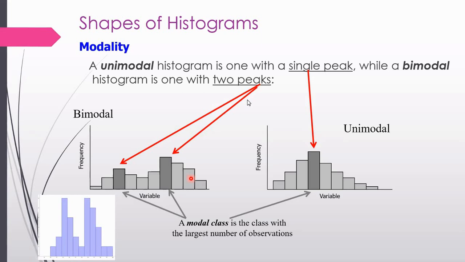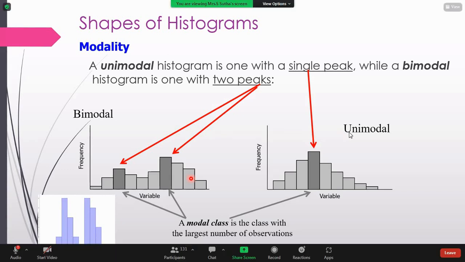Then another thing we can look at in the histogram is modality. Right? So looking at the mode, how many modes do we have for the histogram. Mode means the most occurrence. Which class interval has the highest frequency? That means within that class, the observations occur often.